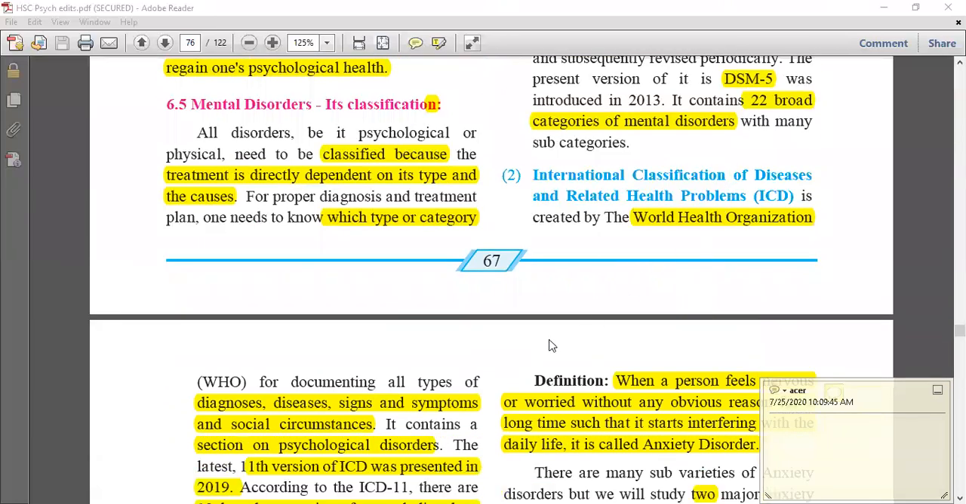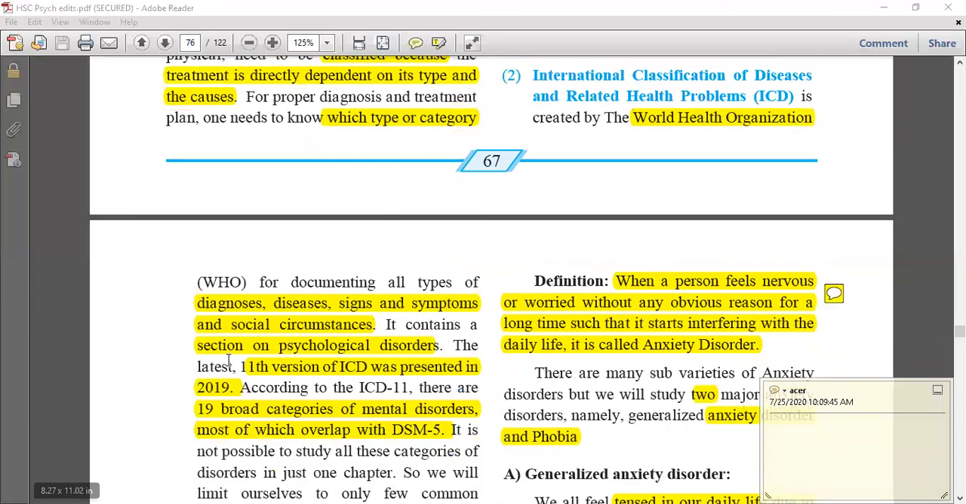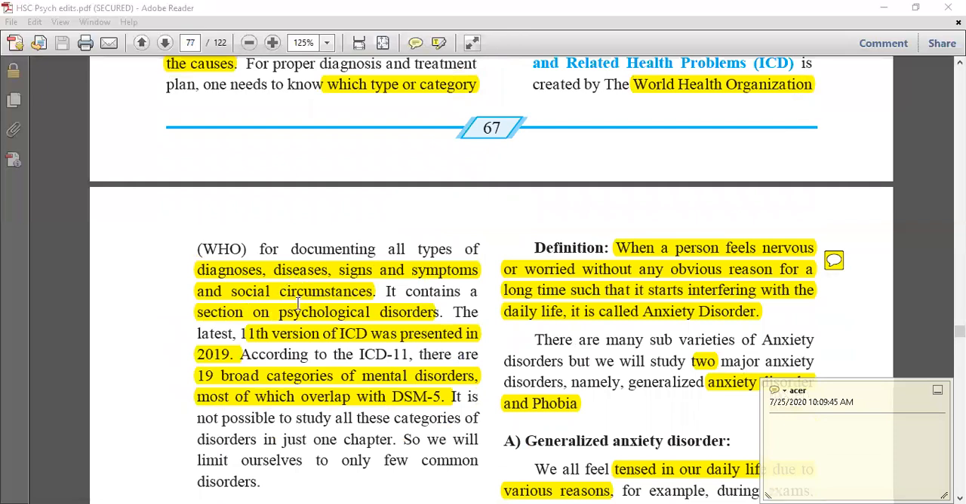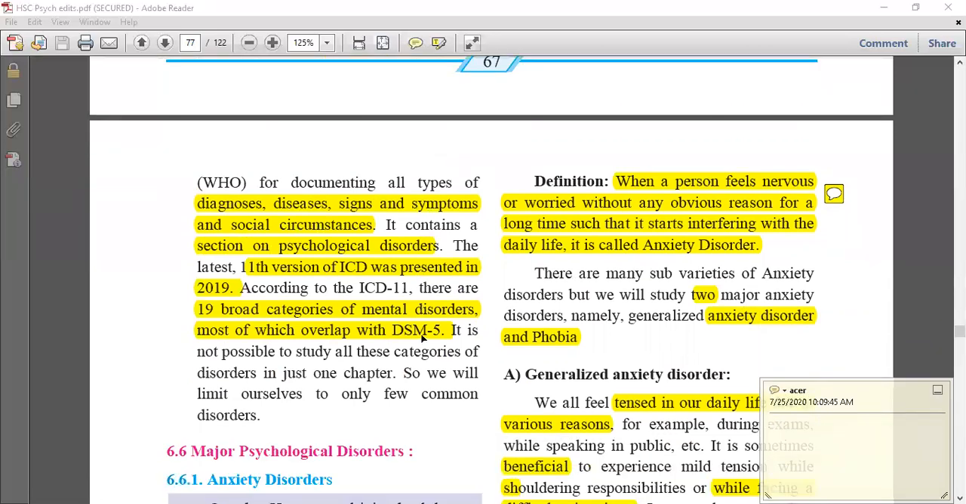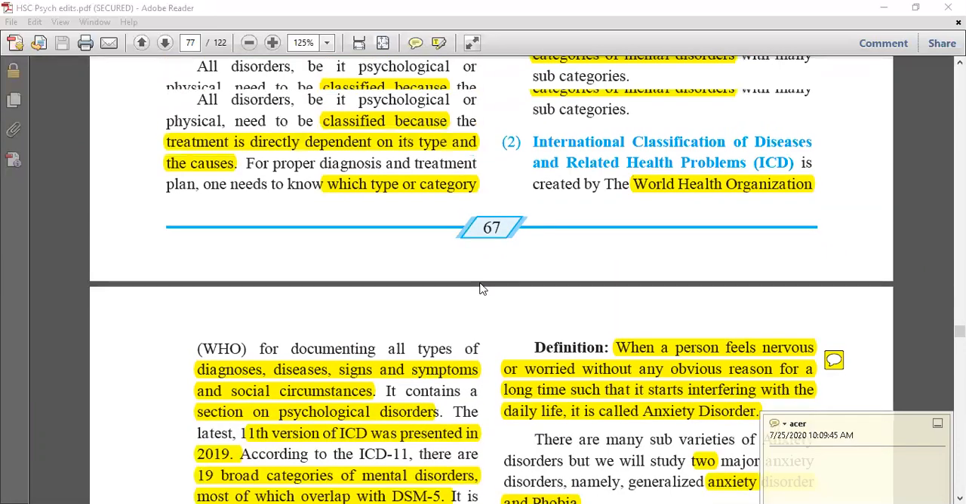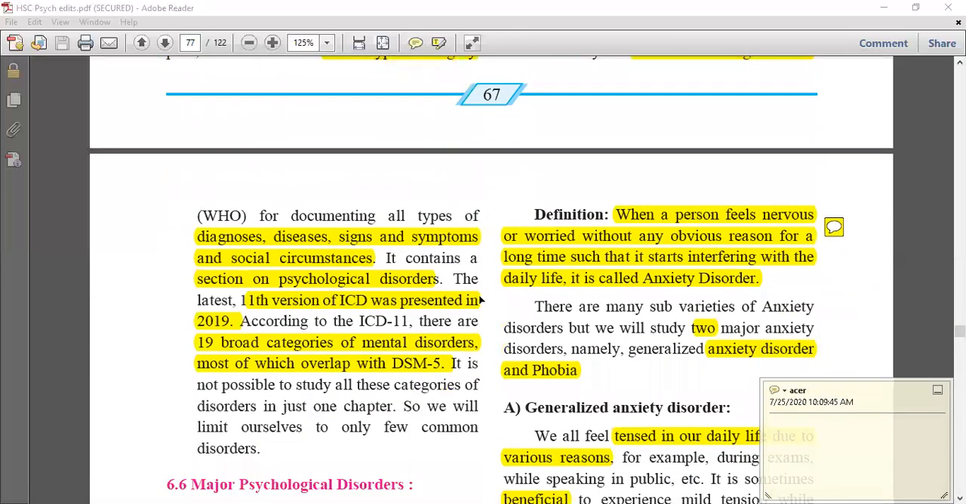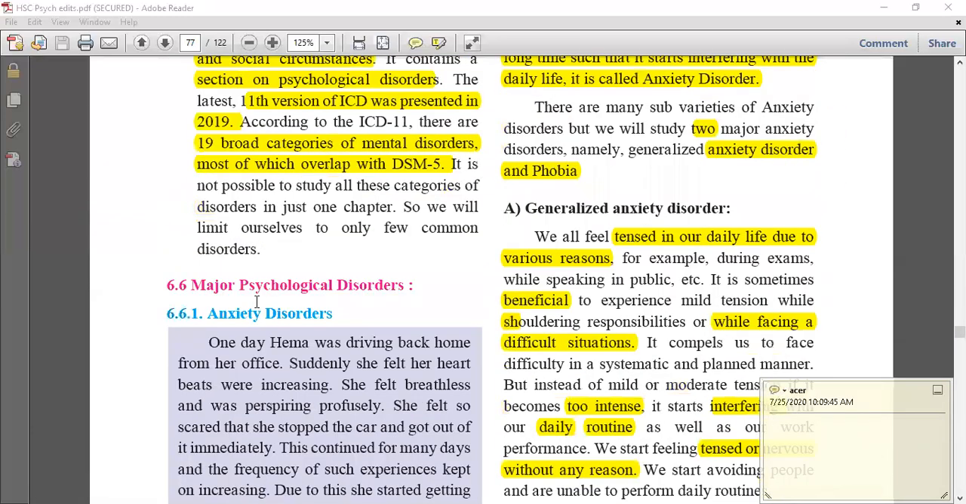The same way, ICD is created by WHO, and it's used for documenting all types of diagnoses, diseases, signs and symptoms, and your social circumstances also. It contains a section on psychological disorders, so ICD is not just for this, whereas DSM is only for mental health disorders. The 11th version of ICD was presented in 2019. According to ICD-11, there are 19 broad categories of mental disorders, most of which overlap with DSM-5. So it's kind of similar.